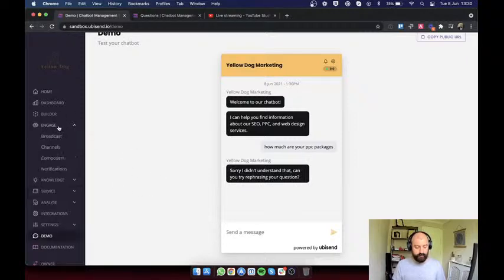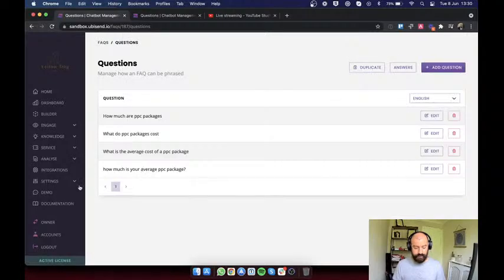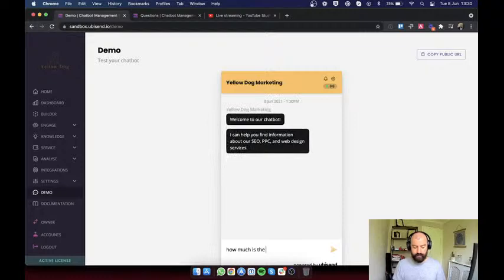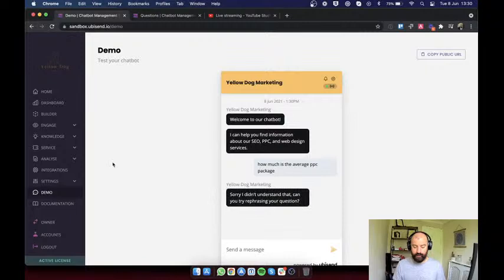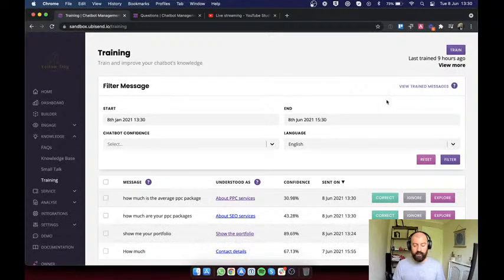Let's see, what did I actually write as the FAQ? How much are PPC packages? How much is the average PPC package? Let's see, how much is the average PPC package? Okay, it's not understanding. I think it just needs to go through the training, which has probably not happened yet. So I would have to hit this train button, which is actually a pretty good thing to talk about.